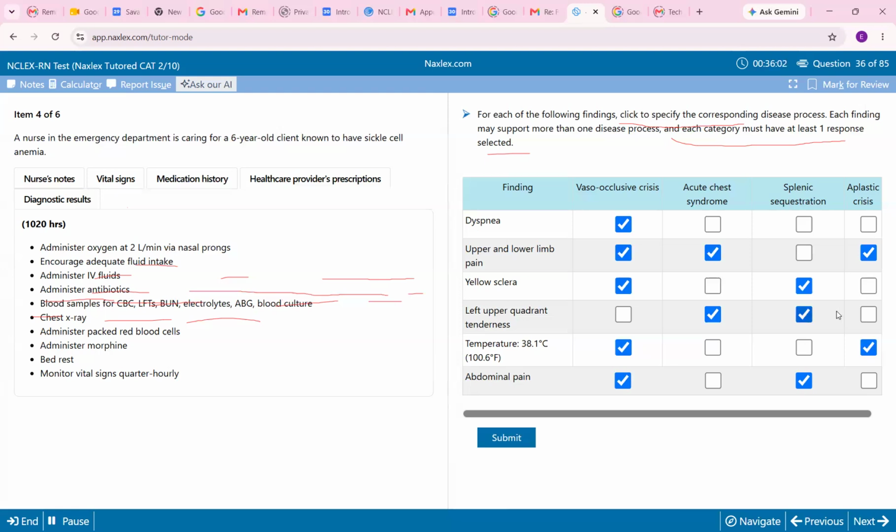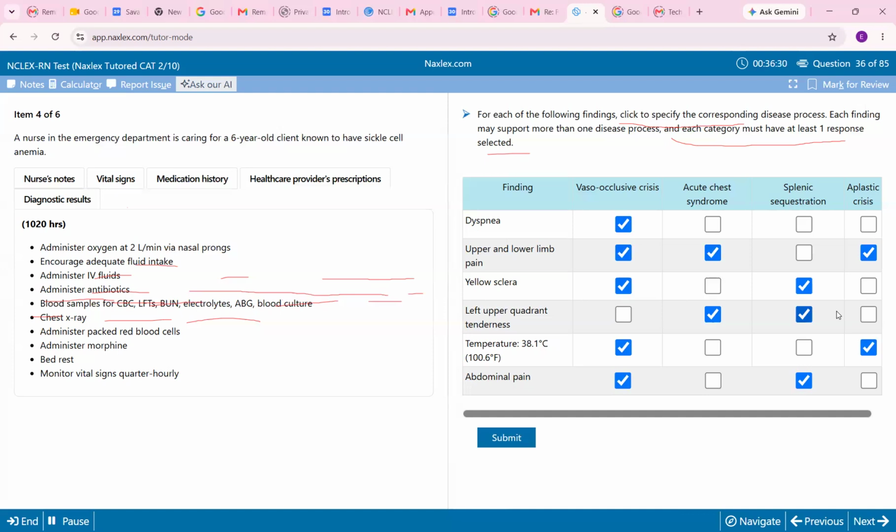Okay, so mainly what happens here? The client will experience inadequate perfusion, so the client will experience severe pain, joint pain, pain in the arms and legs, back pain, and abdominal pain. In some cases, the client experiences mild fever also, and swelling because of the hemolysis. The client will have yellow sclera. These are the main symptoms related to the vaso-occlusive crisis.